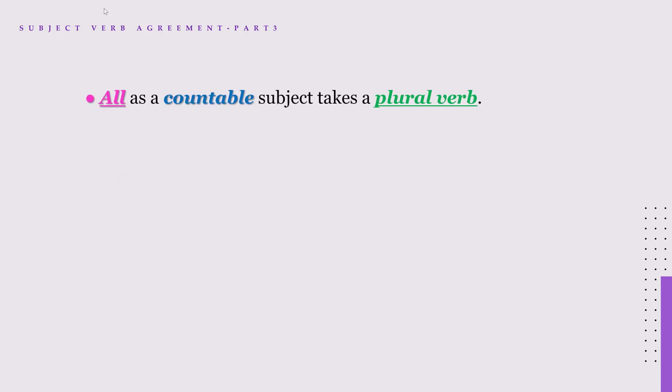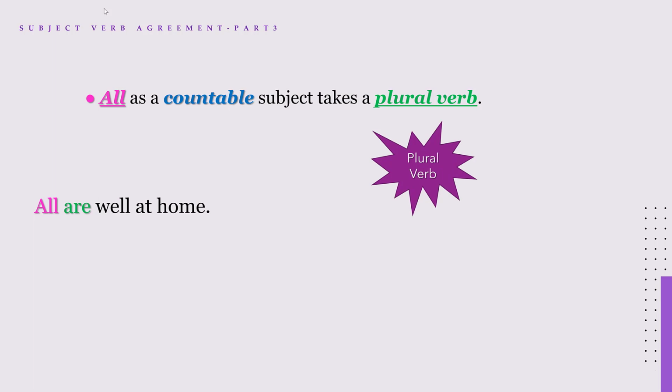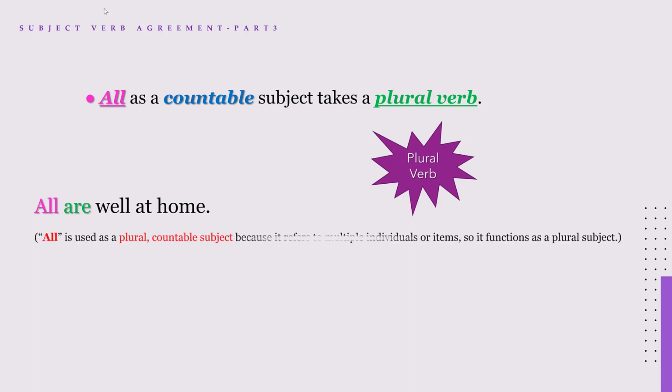All as a countable subject takes a plural verb. All are well at home. All is used as a plural countable subject because it refers to multiple individuals or items, so it functions as a plural subject. The verb is in plural form, which agrees with the plural subject.